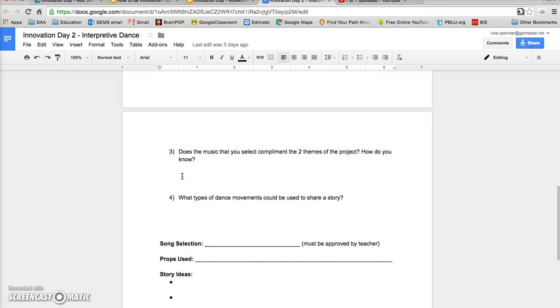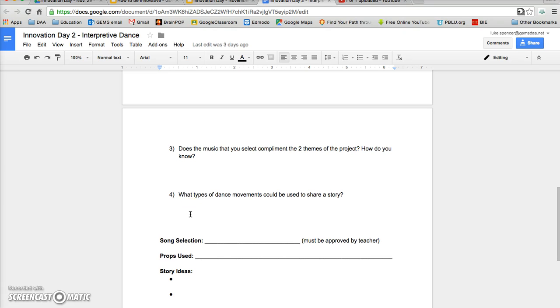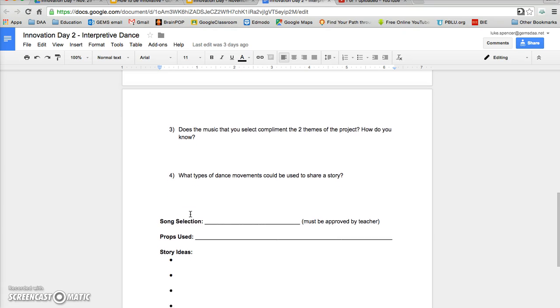So then once you figure those kind of things out, you need to select a song. Does the music that you select complement the two themes of the project? How do you know? If you're looking at peace and you're playing music that just doesn't sound very, I'm not going to say peaceful, but doesn't fit the theme, you may want to reconsider. You also need to think about what types of dance movements could be used to share the story.